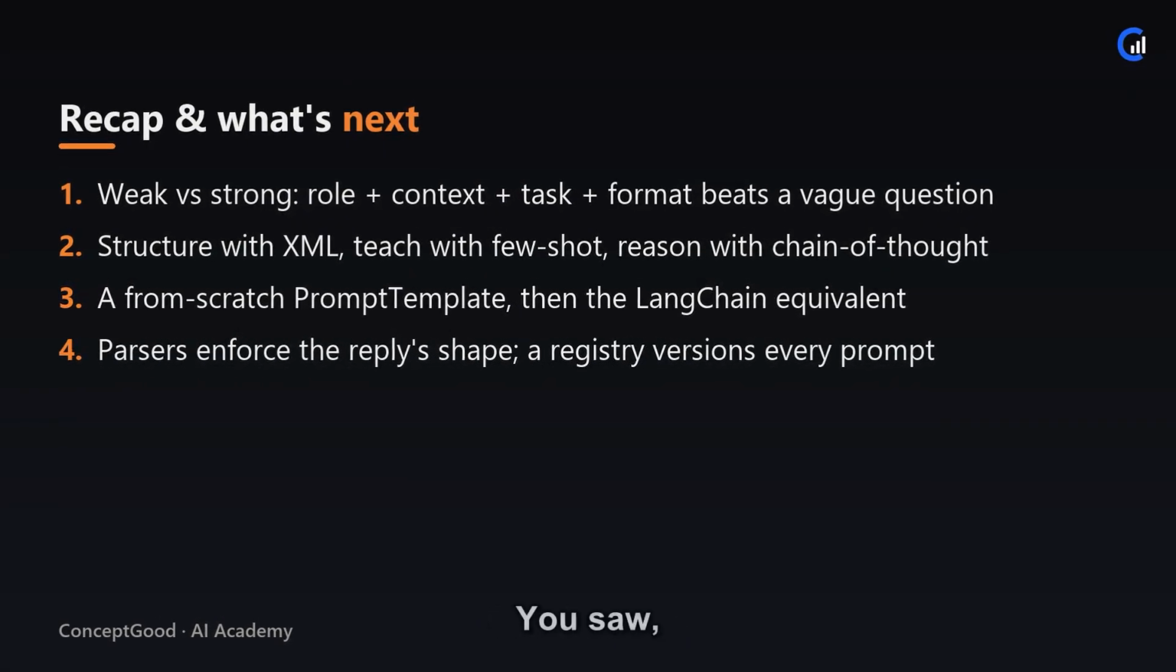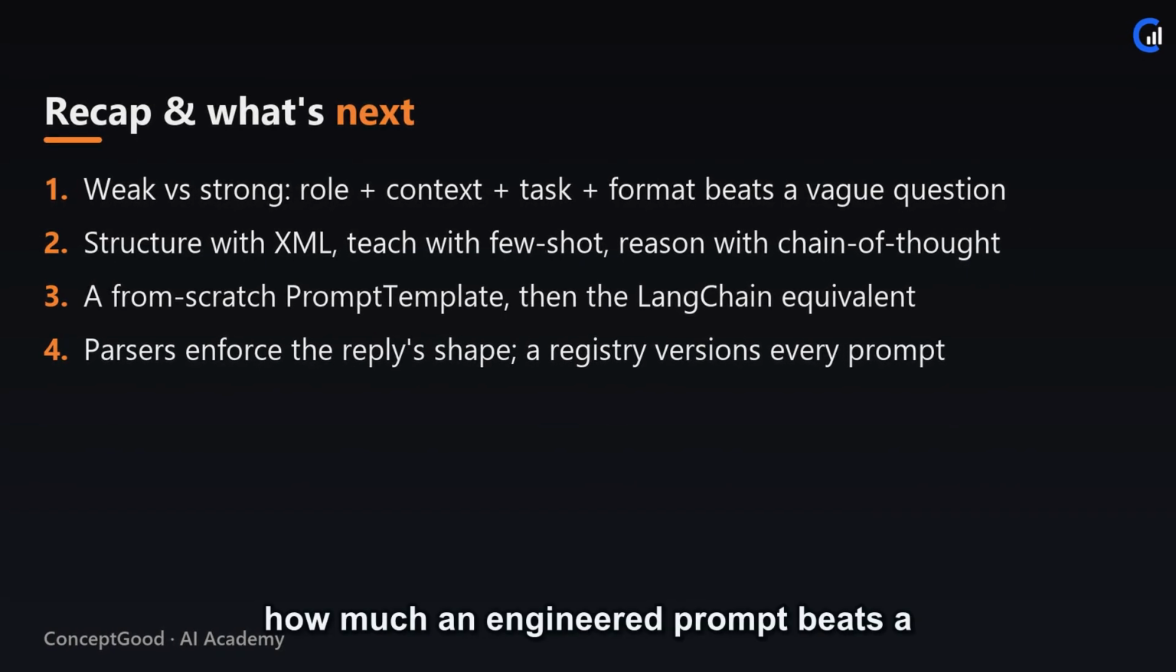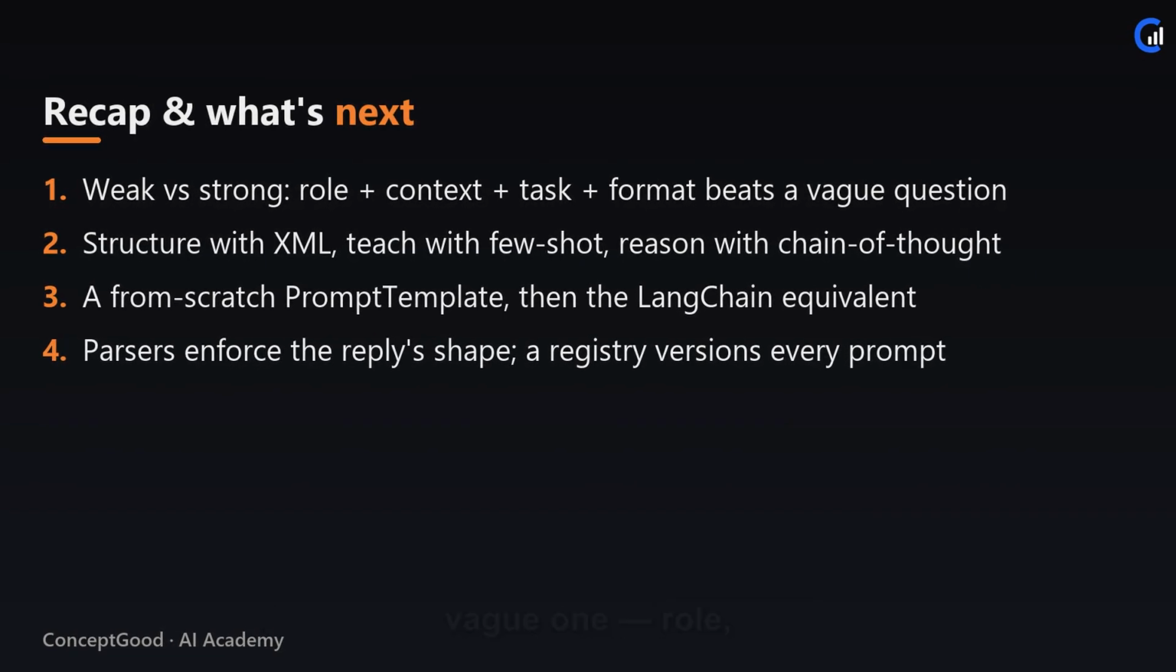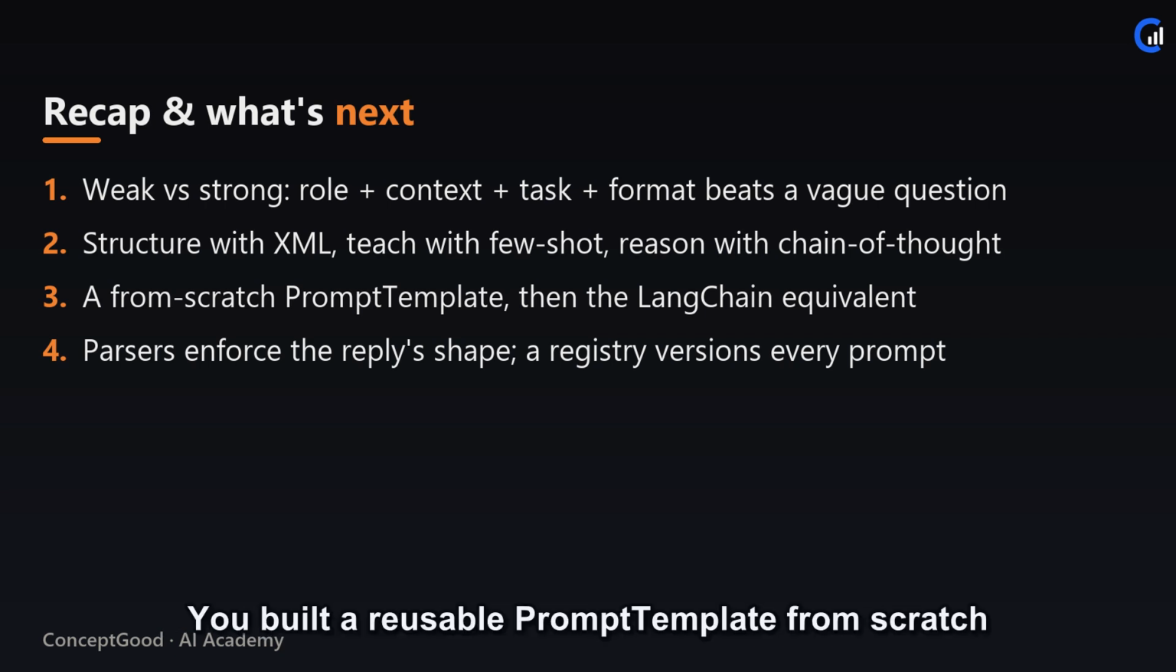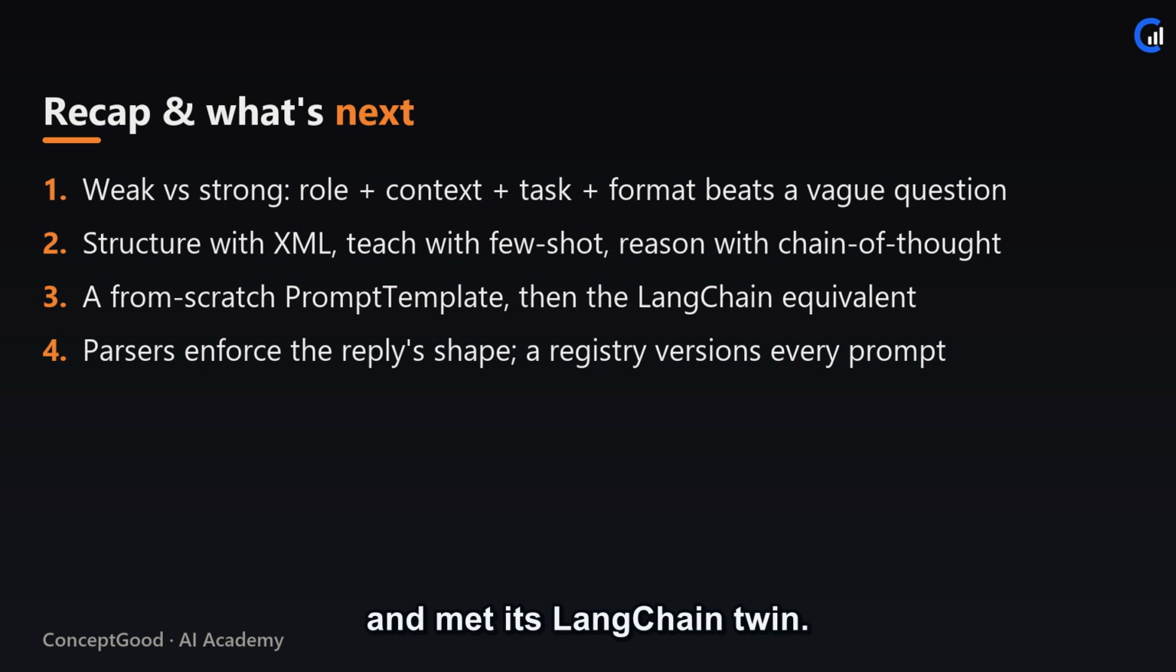Quick recap. You saw, on one real task, how much an engineered prompt beats a vague one: role, context, task, and format. You can structure inputs with XML, teach a format with few-shot examples, and improve reasoning with a fenced chain of thought. You built a reusable prompt template from scratch and met its LangChain twin. And you added parsers that enforce the reply's shape and a registry that versions every prompt. Atlas now has a real prompt layer.